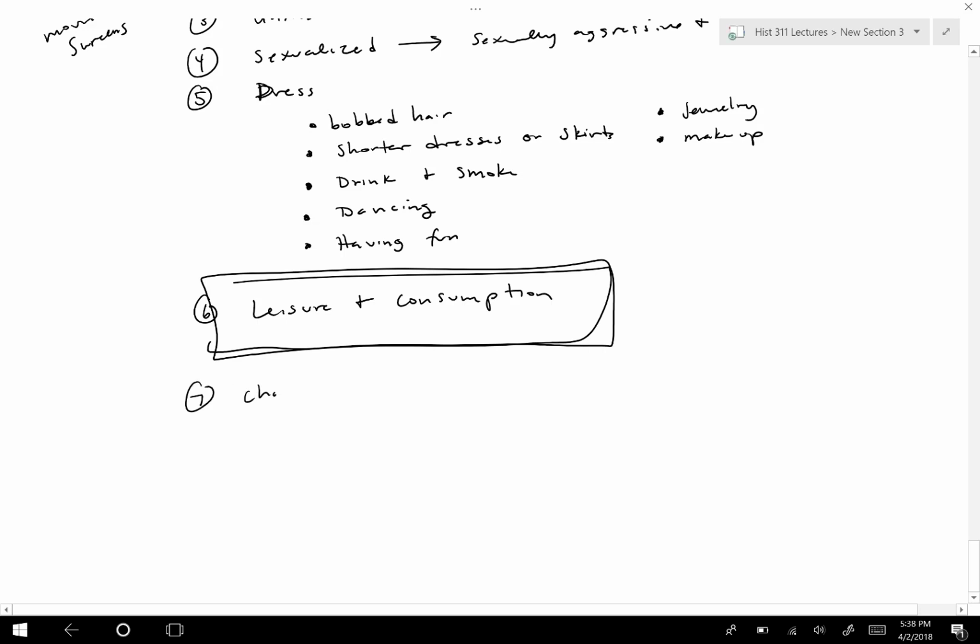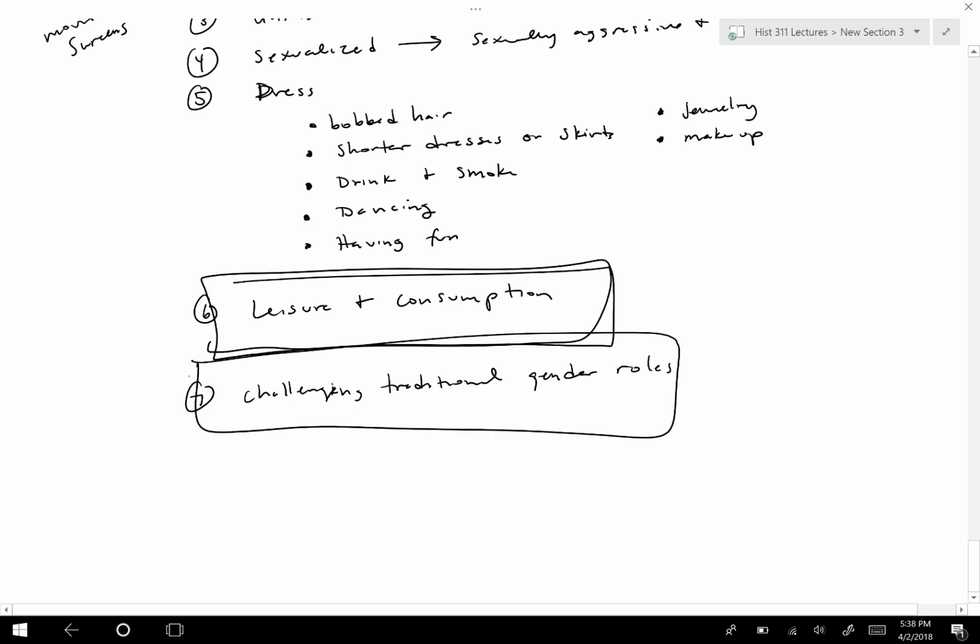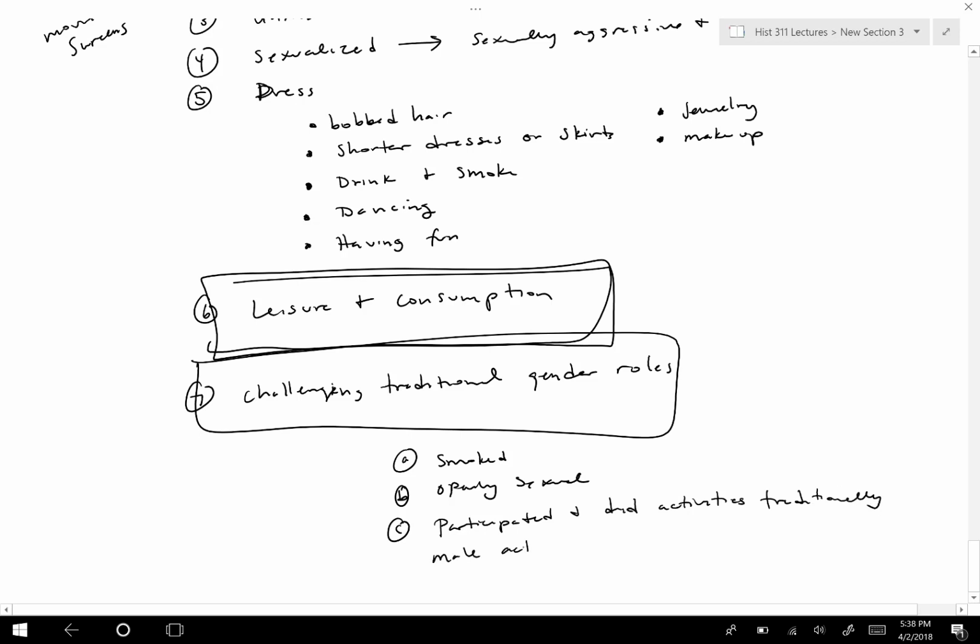The other thing was challenging traditional gender roles. Right, so these are definitely two of the biggest things: leisure and consumption, and challenging traditional gender roles. The fact that they smoked, that they were openly sexual, that they participated in and did activities that were traditionally male activities. Right? The short hair.